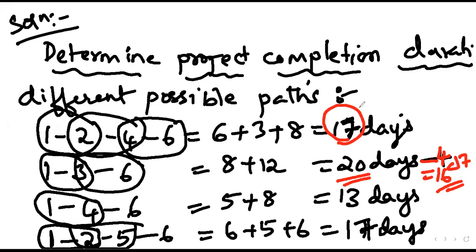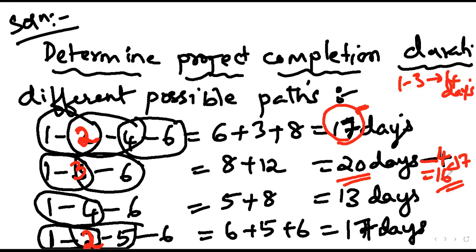Now, will this value change? Will this value reduce if you reduce 1-3 by 4 days? Will it have any impact on this value of 17? No, sir. Why? Because this doesn't have 1-3, it only has 1-2. Both paths have 1-2. 1-3 is only in this particular path. So if you reduce 1-3 by 4 days, this path will reduce.